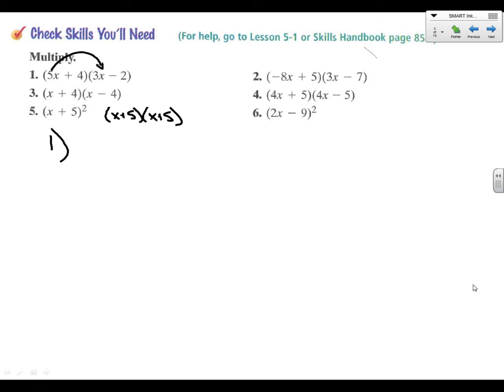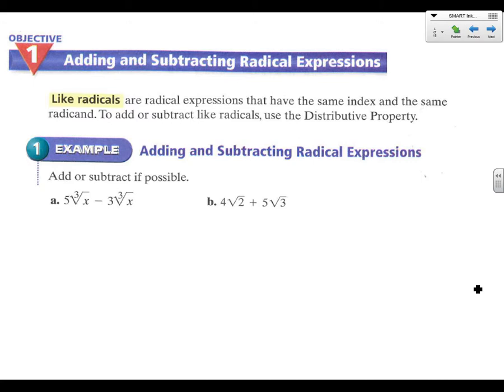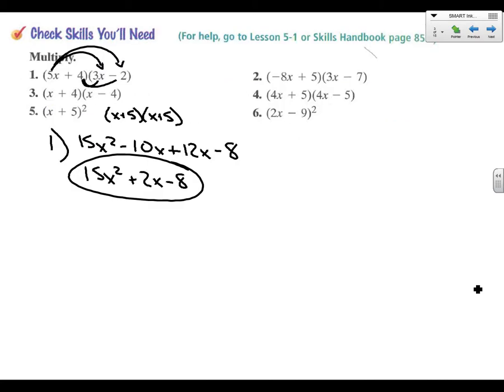All right, first, 15x squared. Outside, negative 10x. Inside, 12x. And last, minus 8. We've got 15x squared plus 2x minus 8 when we collect our like terms. All right, so that's what we've got going there. Let's get into the lesson. Oh, make sure you pause this and finish up 2 through 6 before you move on.